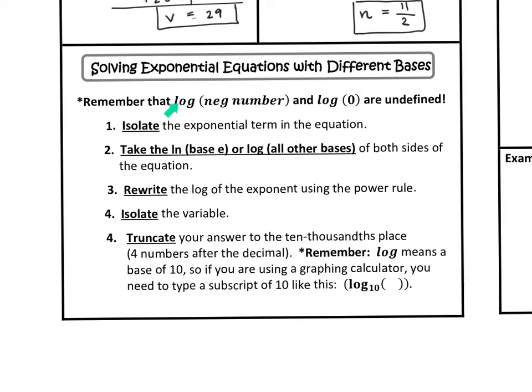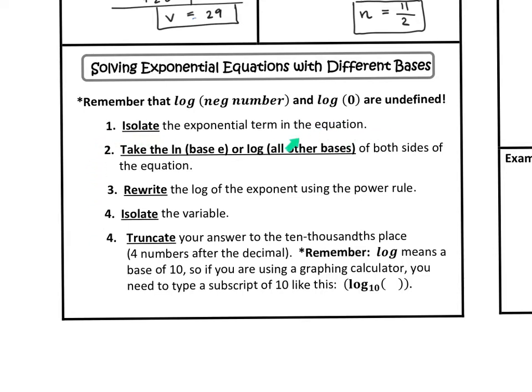One thing I want you to remember from the last test is that if I have a log of a negative number and a log of 0, these are two situations where the logs are undefined. The logarithms are undefined. So here's a set of steps that we want to follow. Let's look at step 1.